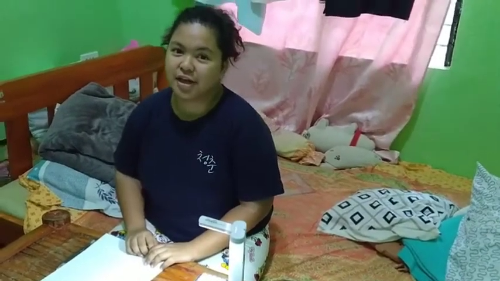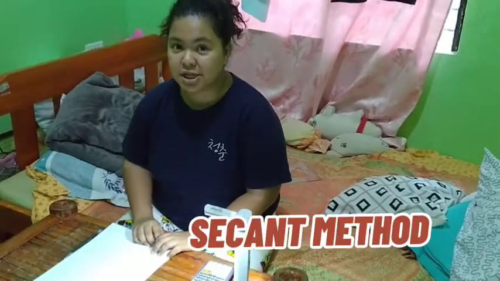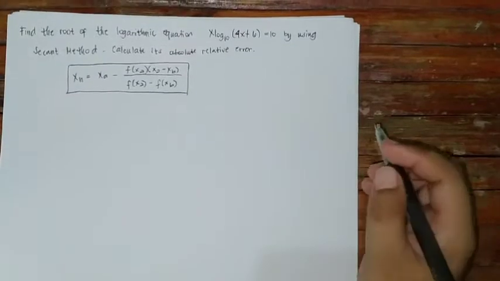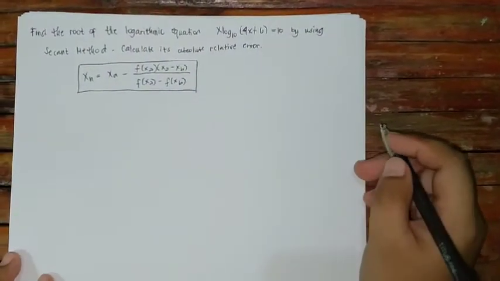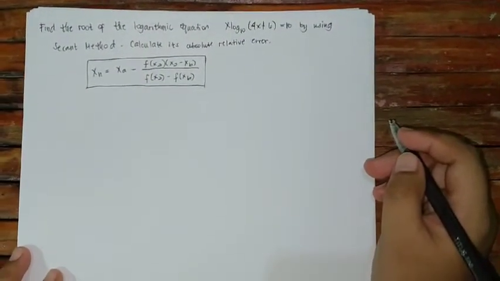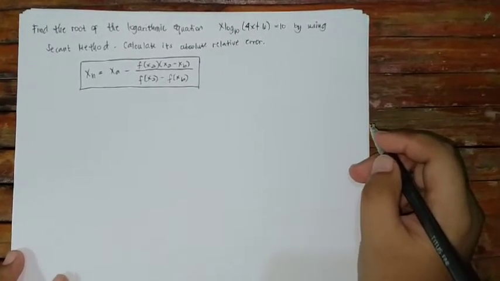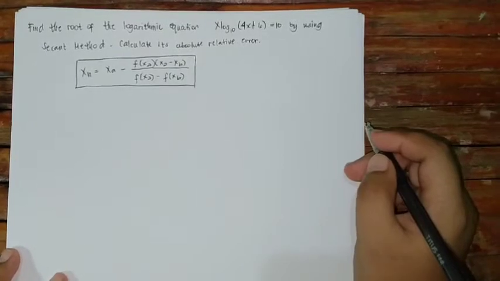Hello, good day. Today I'm going to give an example on how to find the root of a logarithmic equation using secant method. So here's my example. Find the root of the logarithmic equation x log10(4x + 6) = 10 by using secant method. Calculate its absolute relative error.